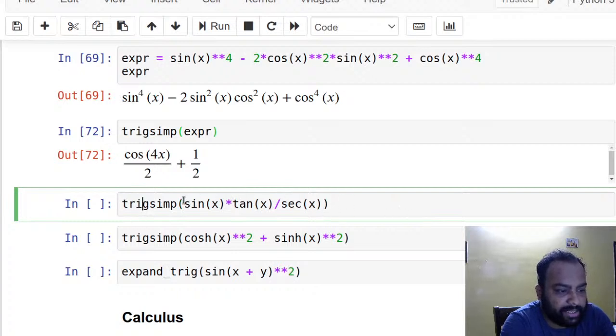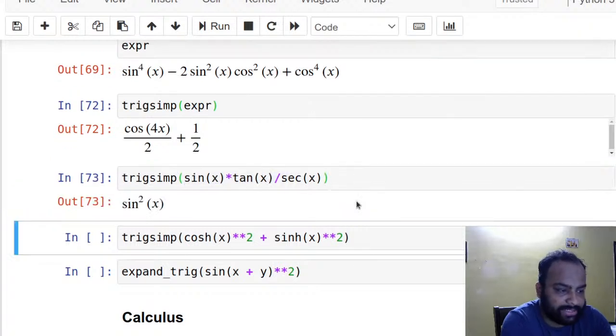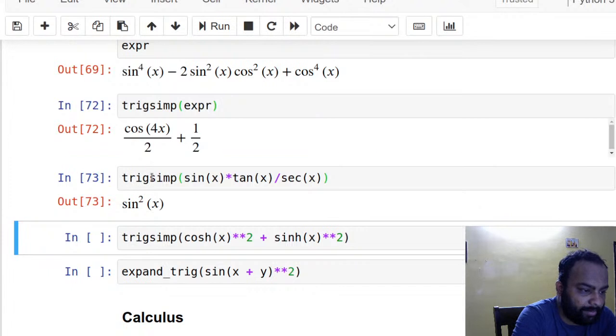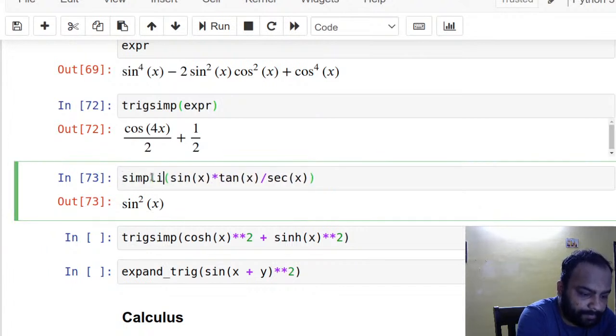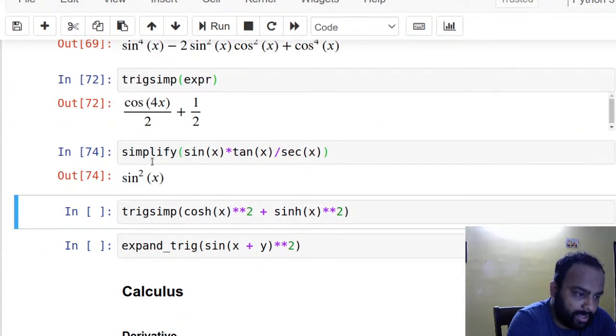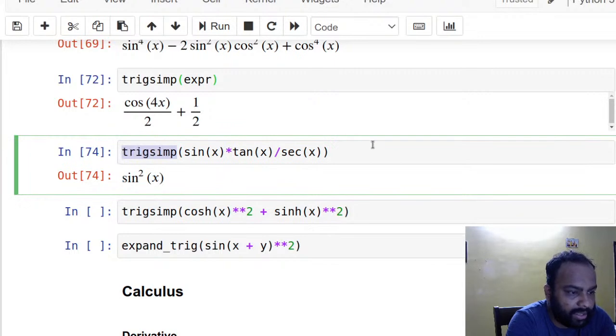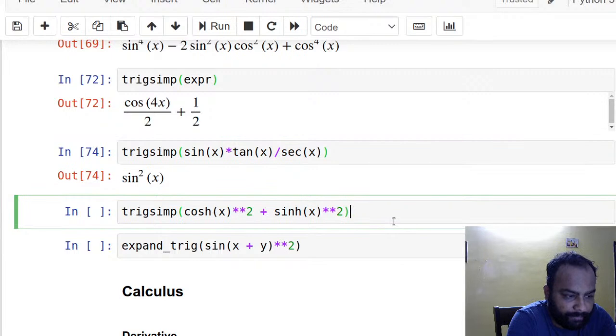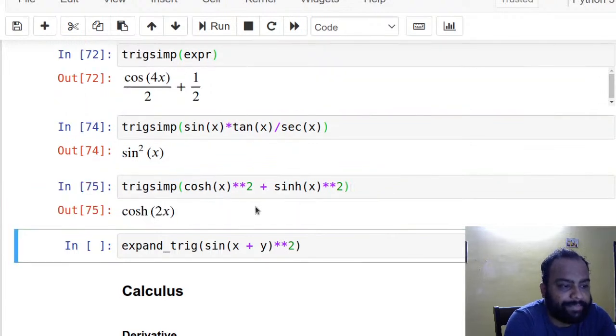There is another expression. This is sine x multiplied with tan x divided by secant of x. The answer is sine square x. So what if I do simplify here? It might still work. Okay, simplify still works. Again, the point stands: if simplify fails, then choose these options. Same thing for using hyperbolic functions here.